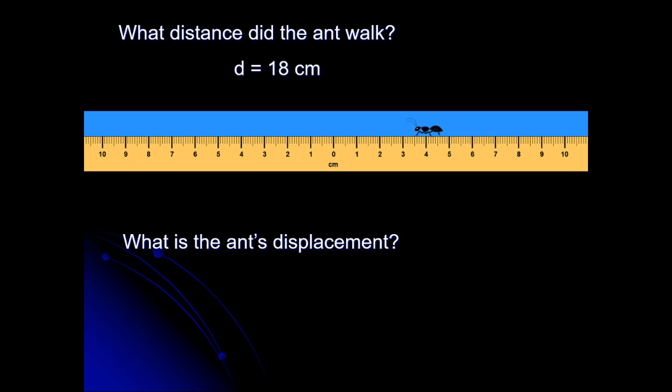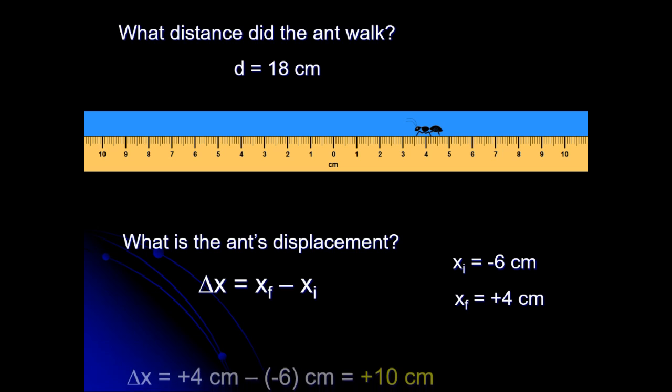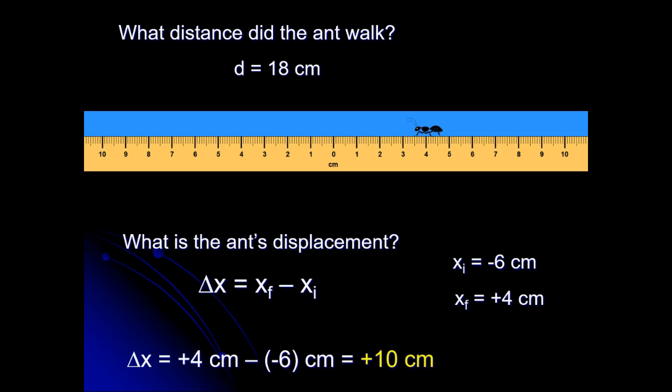What about his displacement? Remember, we take the final minus the initial position. The ant ended at the +4 mark, where he started at the -6 mark. So +4 minus a -6 will give us a displacement of a +10 centimeters. So even though he traveled a total distance of 18 centimeters, he only ended up 10 centimeters away from where he started. And since he ended up to the right, we say his displacement is positive.